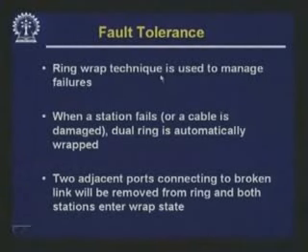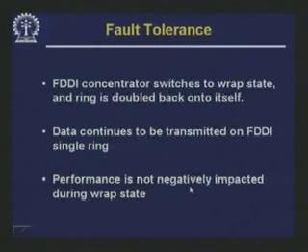So, the ring wrap technique is the same technique as we mentioned earlier when we talked about protection and restoration. The technique is used to manage failures. When a station fails or a cable is damaged, the dual ring is automatically wrapped. The 2 adjacent ports connecting to the broken link will be removed from the ring, and both stations enter the wrap state. The FDDI concentrator switches to wrap state and the ring is doubled back onto itself. Data continues to be transmitted on the FDDI single ring. Performance is not negatively impacted during wrap state. So, this is the good thing about FDDI.